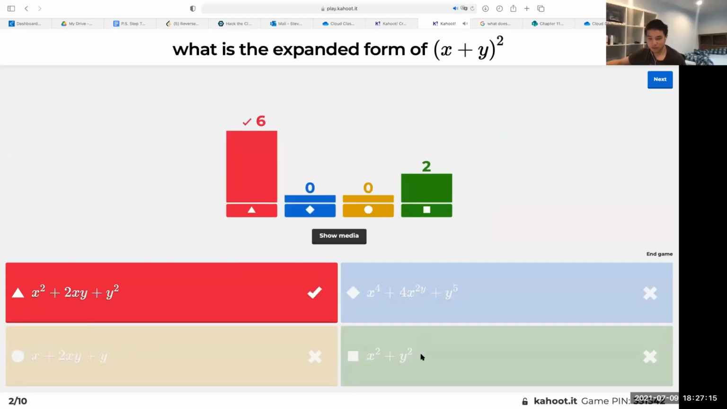For those of you who picked the green one, remember there's x plus y and x plus y, and you have to FOIL them out. You can't just square the insides. Okay.